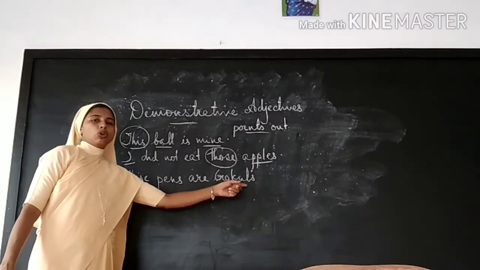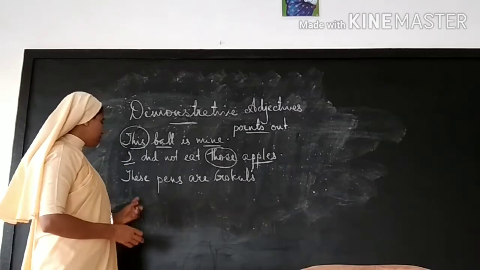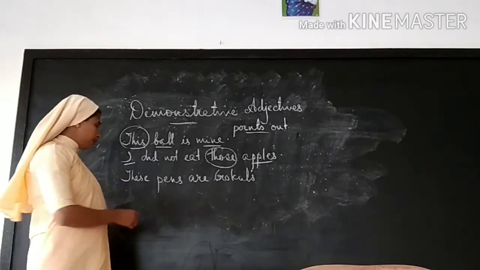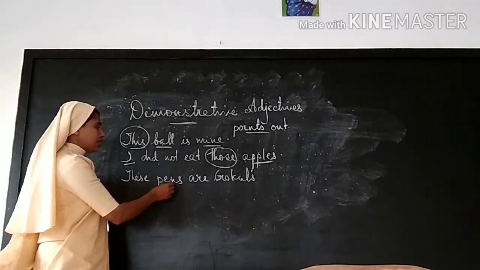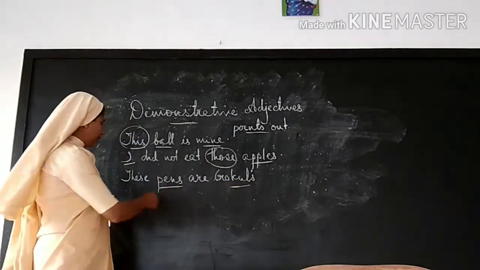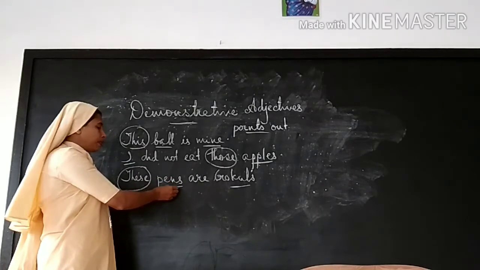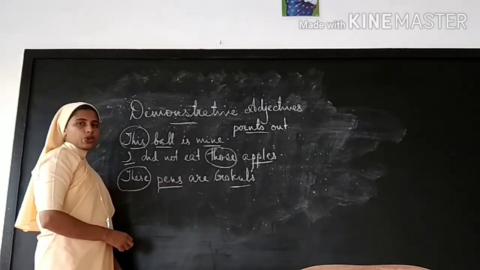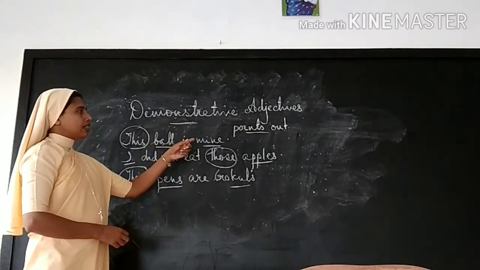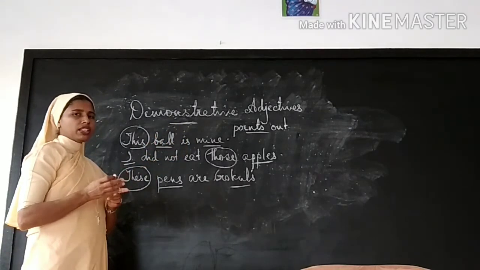These pens are goggles. I have some pens in my hand and I am saying these pens are goggles. So which are the nouns used here? Pen and goggle. These is used to describe the noun pens. Understood? Demonstrative adjectives point out things. It tells more about the noun by pointing out.